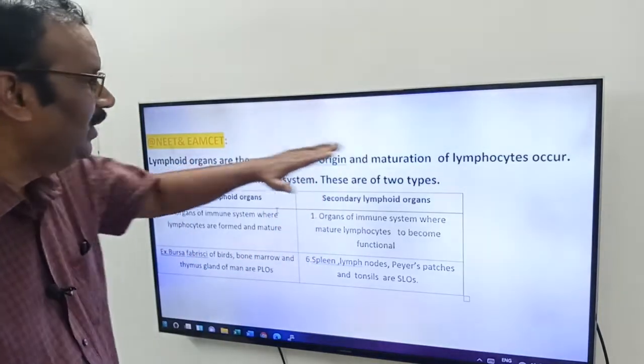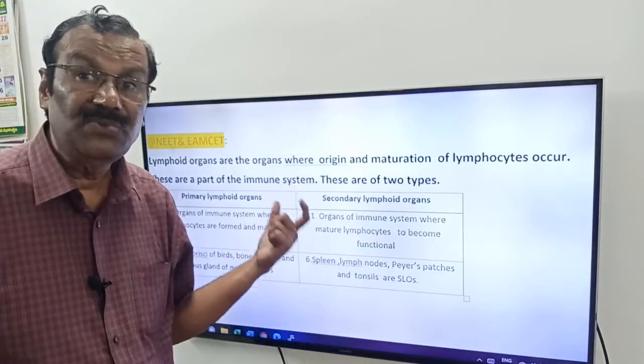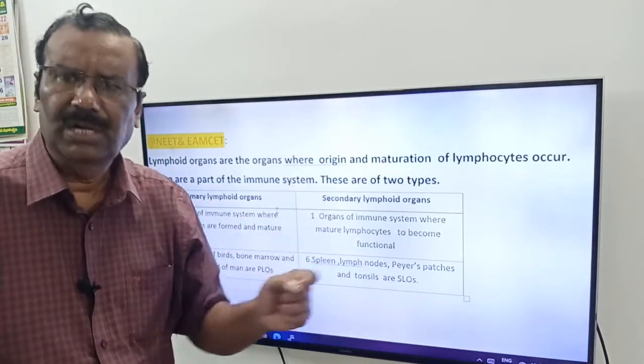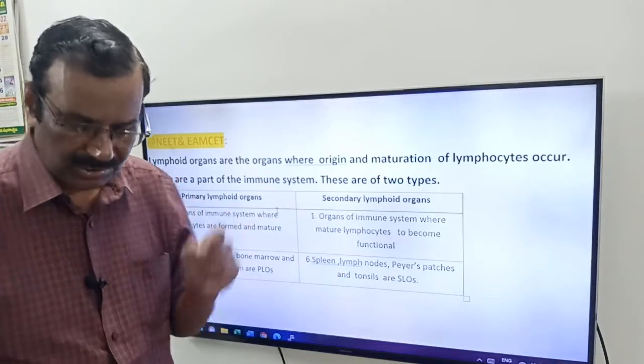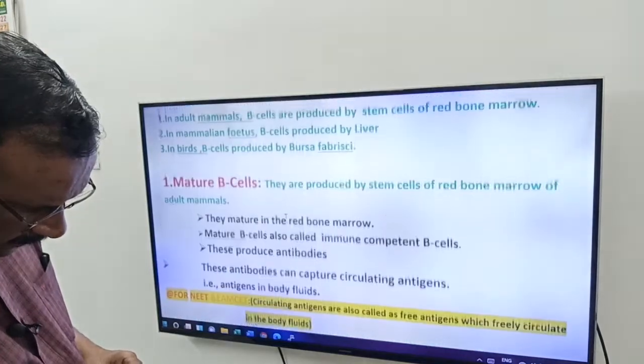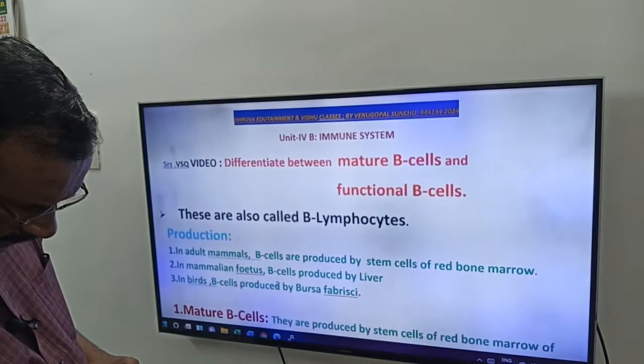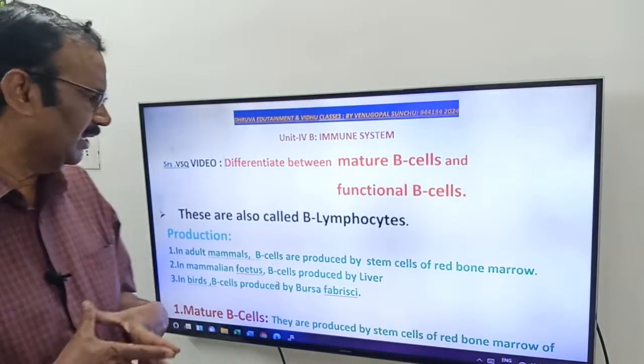Friends, please, no need to write this in the IPE. This is for MSET and NEET. You have to know what are primary lymphoid organs and what are secondary lymphoid organs. Come to our answer once again, friends. What is our question? Write the difference between mature B cells and functional B cells.